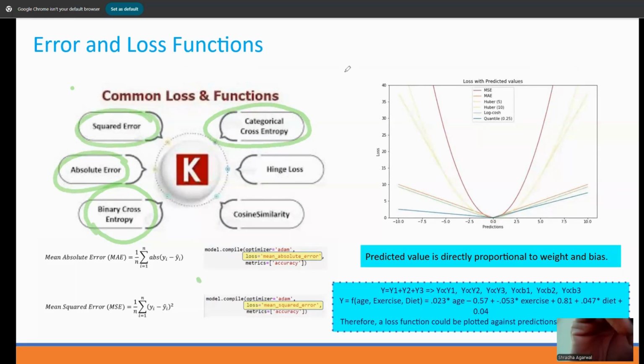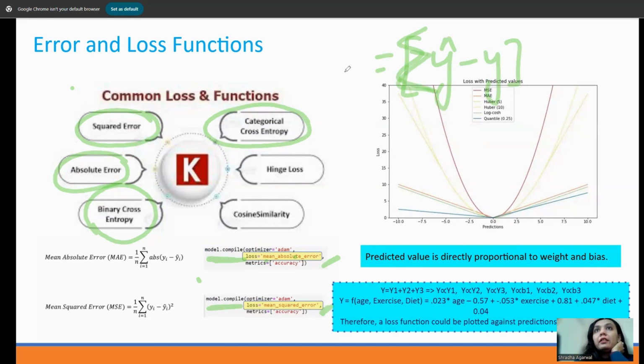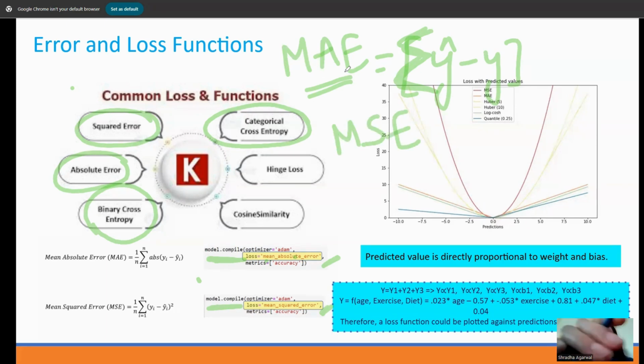Remember your model.compile when you write the code: you have the optimizer and you choose an error. One is your mean absolute error, which is simply y hat minus y, and you sum it. This is a summation here, and this is your mean absolute error. This is a little bit of math: absolute error will take the modulus of that. Then you have something called mean squared error, which is here your y minus y hat squared. That is your mean squared error.